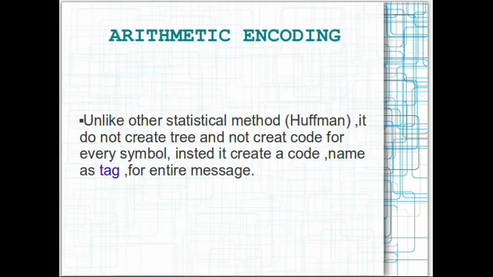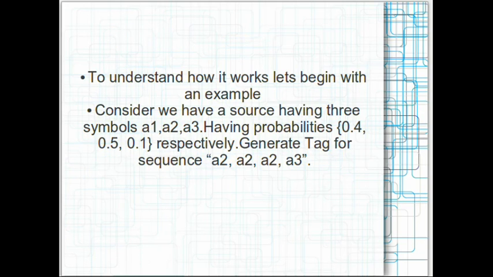Another advantage of arithmetic encoding is that we do not create a code word for a single or separate alphabet. Instead, we create a code word, also known as a tag, for the entire sequence. So this is the beauty of arithmetic encoding. To understand the concept in detail, let's go through a simple example.